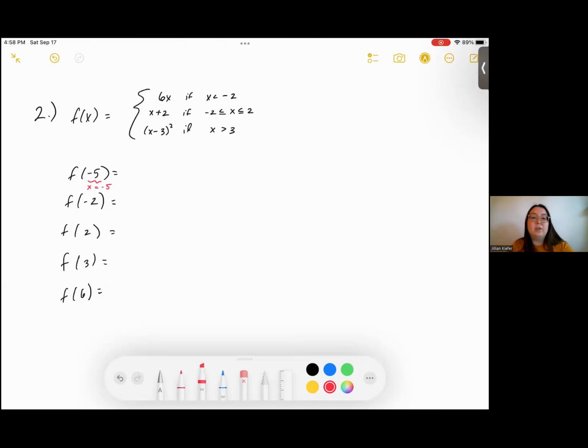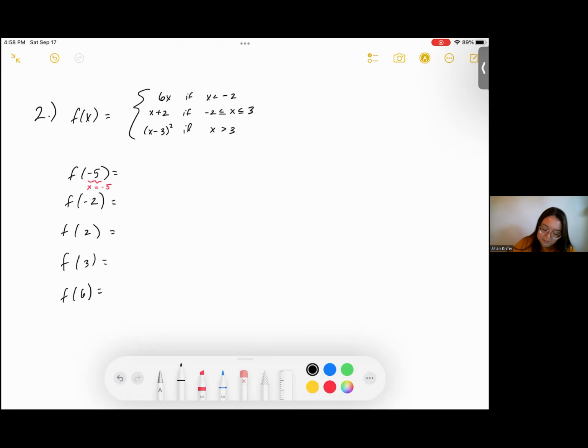And if we want to know our function when x is -5, we need to find the correct function that corresponds to the correct domain. So we see that we have first x being less than -2, and then we have x being between -2 and 3, including -2 and 3, and when x is greater than 3.